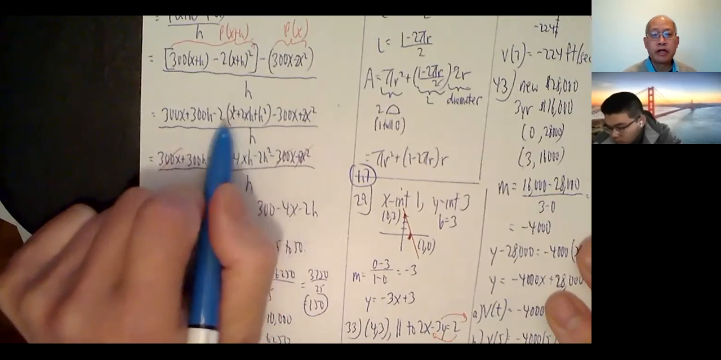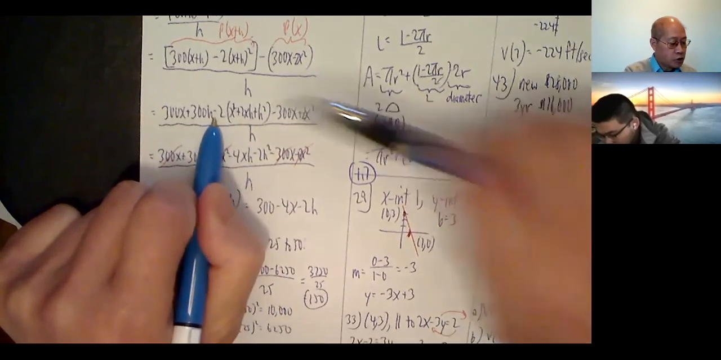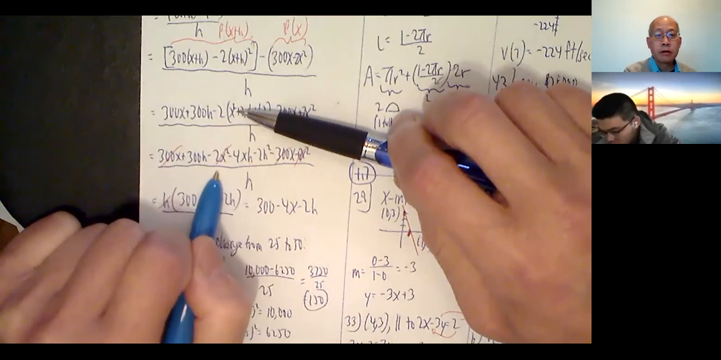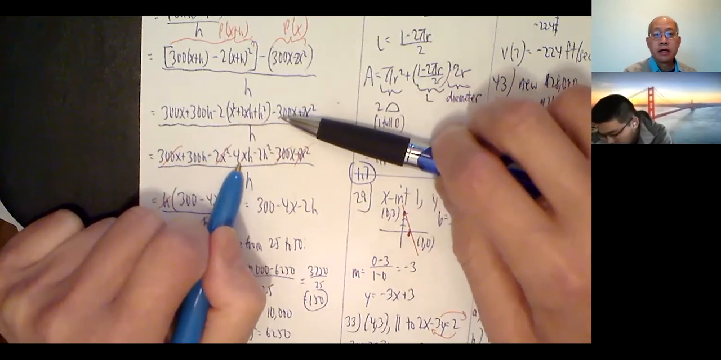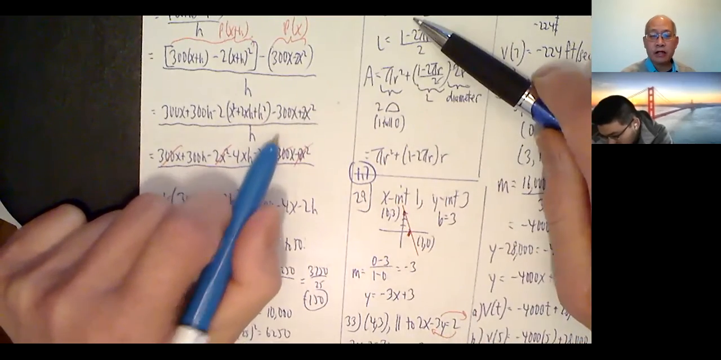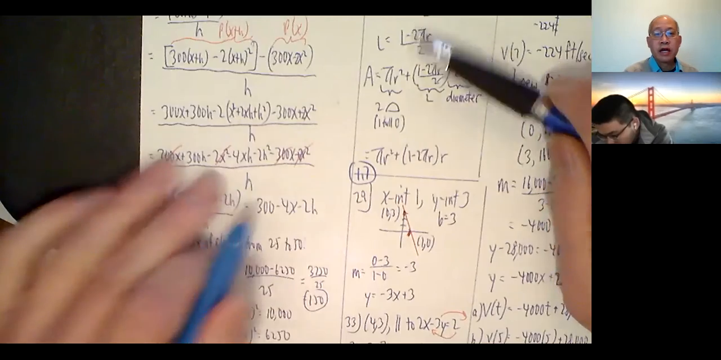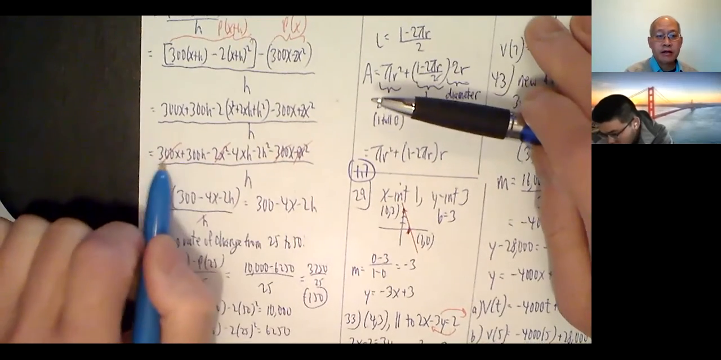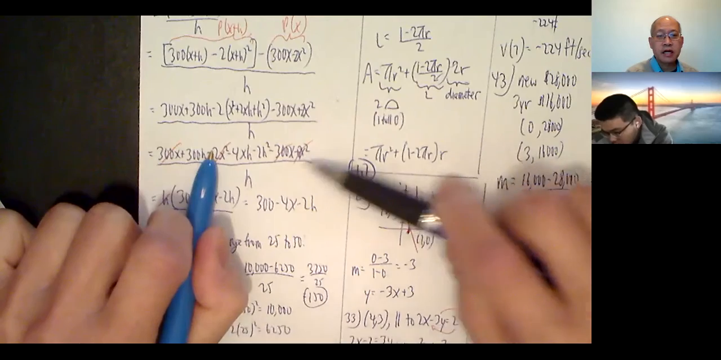And now I'm going to distribute the negative 2. So leave that alone, and then negative 2 times x squared, negative 2 times 2xh, negative 2 times h squared. And leave that alone. Okay, so I finally have all of this, and I get some cancellations, right? That's going to cancel that. That's going to cancel that.